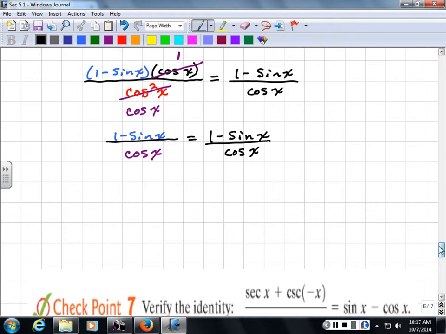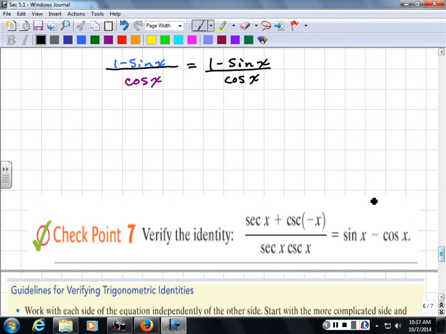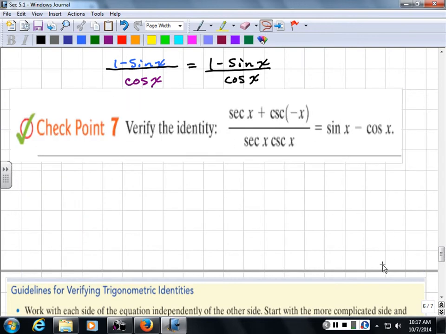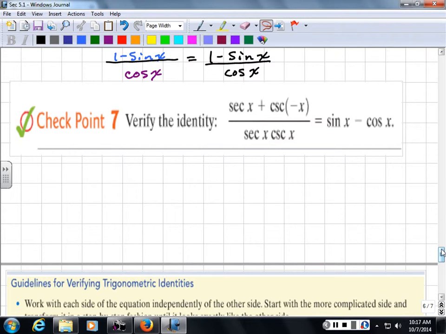So, let's look at this one. I like this one. Actually, you know what? We'll just do it like that. Okay. Verify that one for me. Tell me that the left is equal to the right.